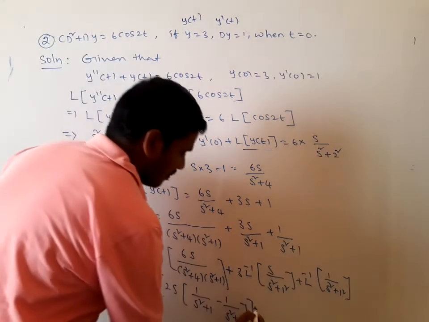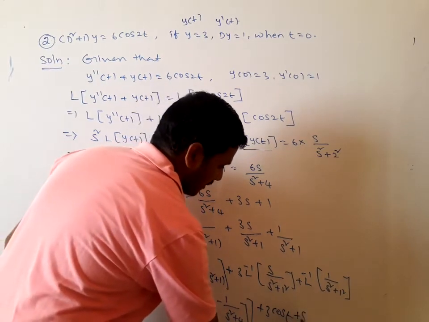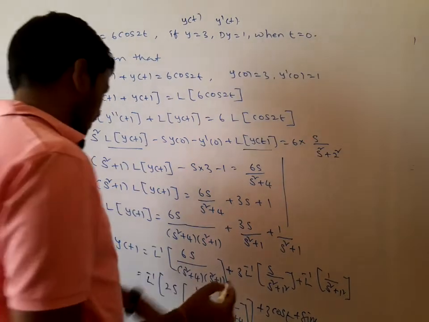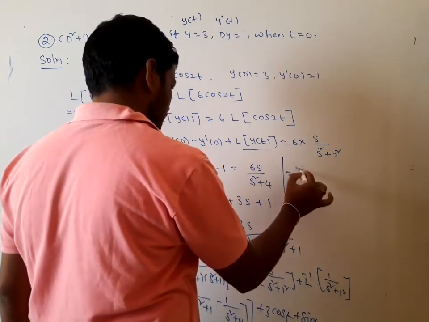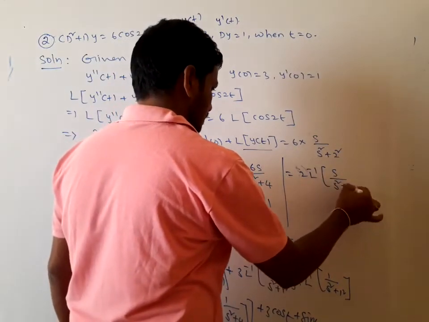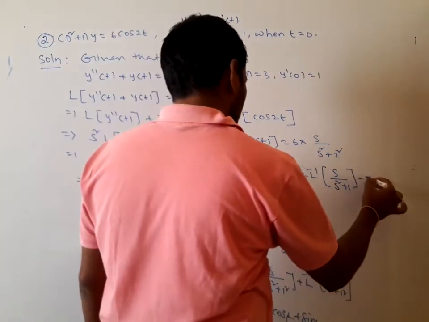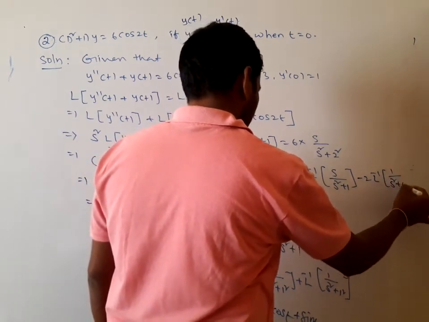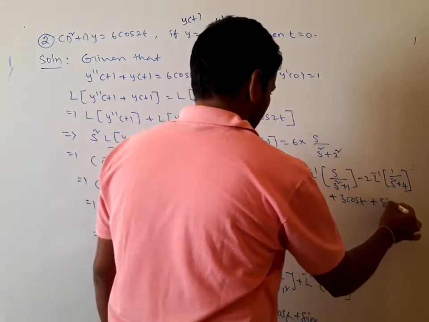Right, no problem. Plus 3 into, this is a direct formula, it is cos t. This is also a direct formula, it is sin t. Right. Now see, here you just take out this 2. Here again we use the linear property: 2 into L inverse of s divided by s square plus 1, minus 2 into L inverse of 1 divided by s square plus 4, plus 3 cos t plus sin t.